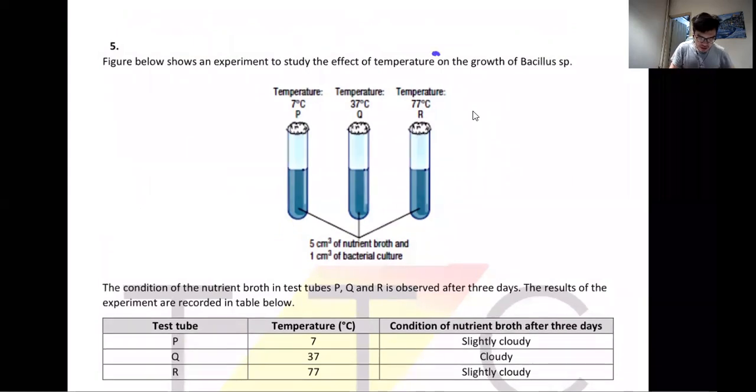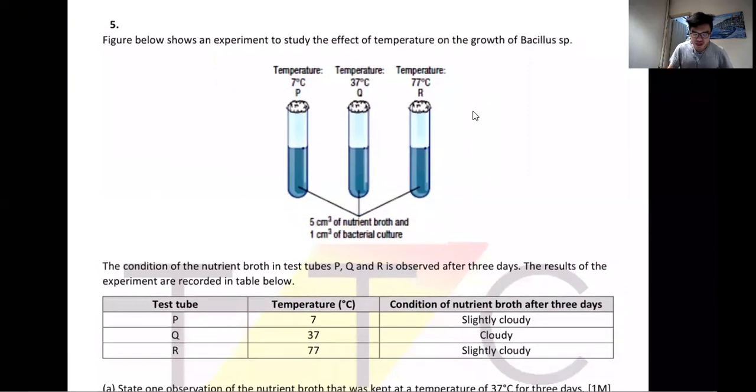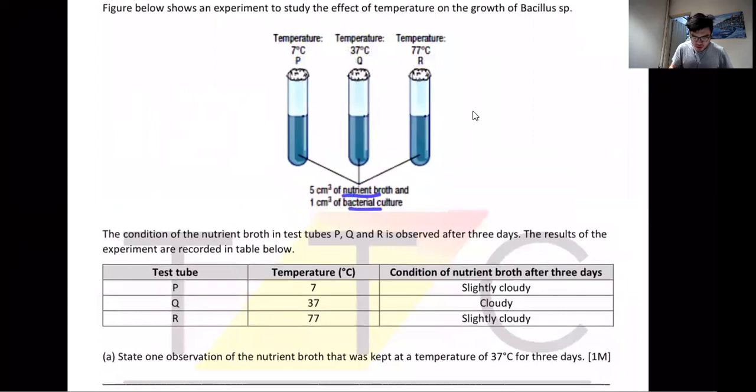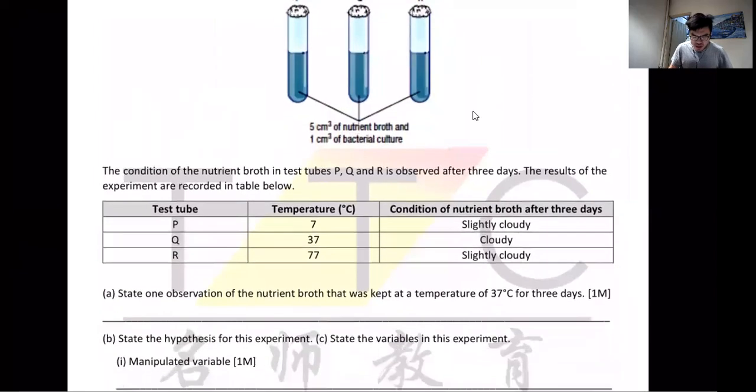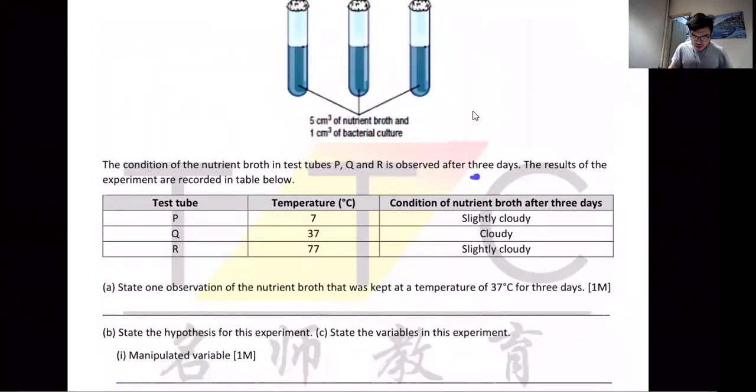The figure below shows an experiment to study the effect of temperature on the growth of Bacillus sp. Whenever you see sp, this is a bacteria. Bacillus sp is a type of bacteria, one of the most common bacteria that you can find. You see the temperatures here: 7 degrees, 37 and 77. We put nutrient broth and bacterial culture. So what do we see at the end? We keep this for 3 days, and at the end we will see something like this.